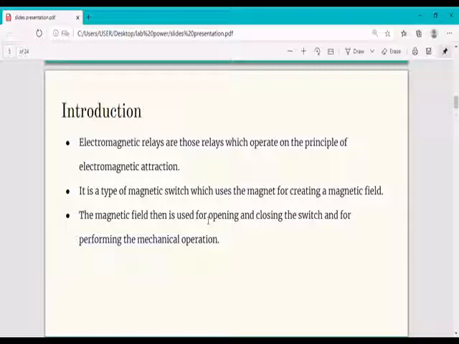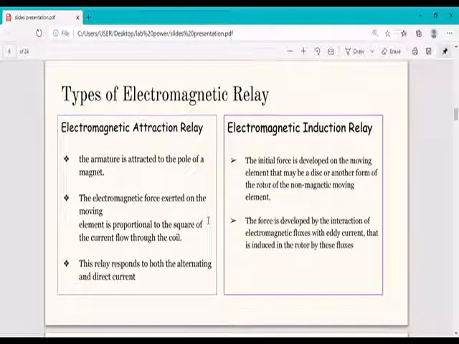There are many types of electromagnetic relay actually, but the main types are these two, which are the electromagnetic attraction relay and the electromagnetic induction relay. Let's see them one by one. In electromagnetic attraction relays, the armature is attracted to the pole of a magnet. I can show the picture later, but I will explain first.